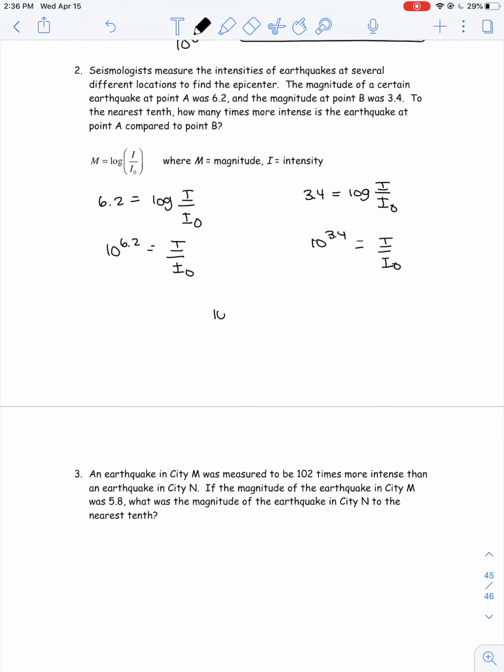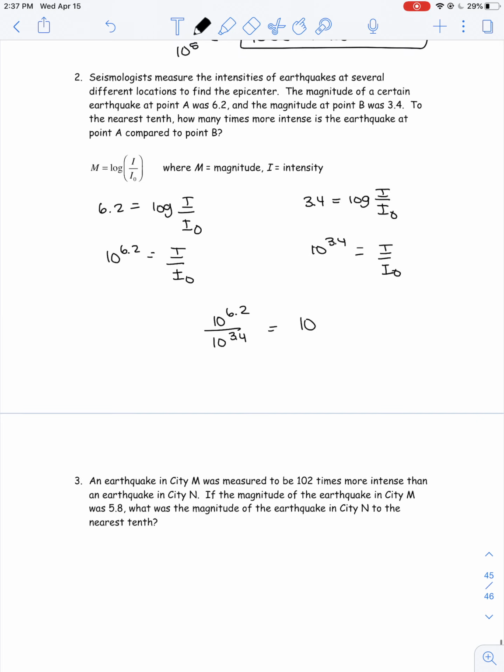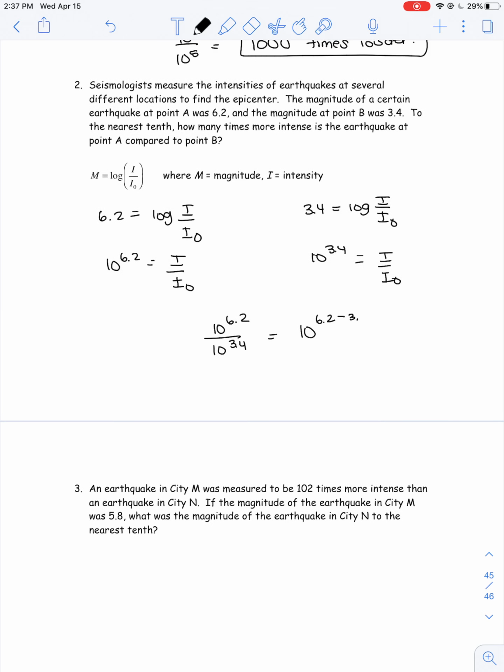And then lastly, we're going to divide these two answers to get the comparison, so the higher number over the smaller one. And what you can always do, same as in the previous question, is subtract the powers whenever you have two bases dividing. So 6.2 minus 3.4 gives us 2.8.